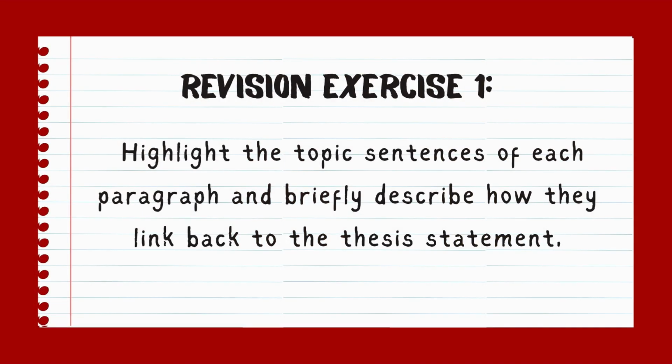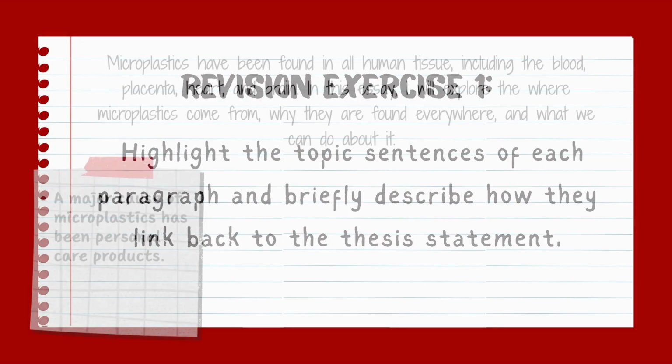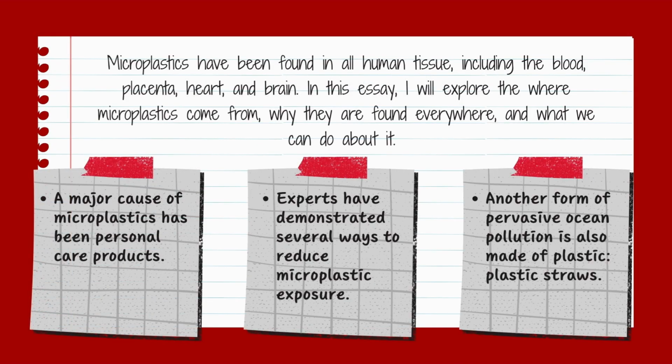Our first exercise is to highlight the topic sentence of each paragraph and then briefly describe how they link back to the thesis statement. That way, by the end of your paper, you know that you've covered everything your prompt is asking of you. Here is an example from my paper's introduction, explaining that the essay will explore microplastics, specifically where they come from, why they're found everywhere, and what we can do about it. Below are 3 topic sentences from the body of that paper. The first indicates one cause of microplastics, which explains where they come from. The second talks about reducing our exposure, which helps explain what we can do about it. But the third brings up a different form of plastic pollution, which does not explain anything from the introduction, so it will need to be revised for this paper.